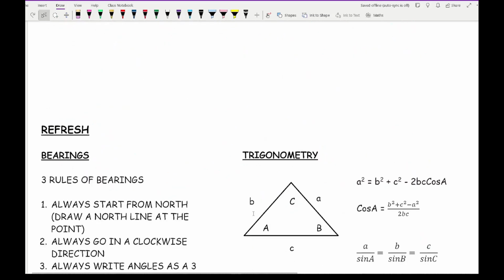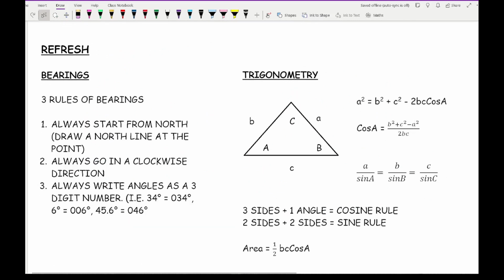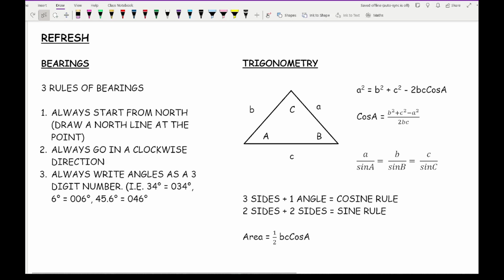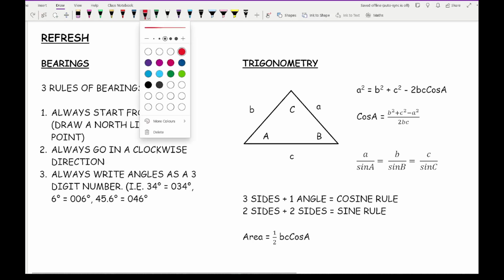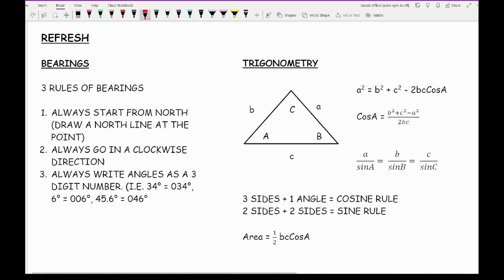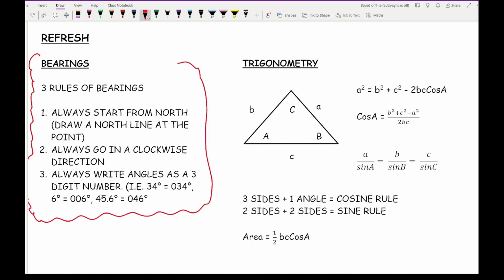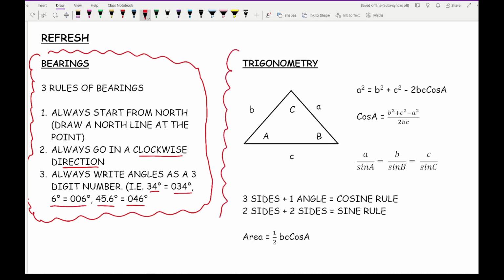So let's have a quick refresh on the things that you need to know when dealing with bearings and trig questions. The first thing let's have a look at is bearings. With bearings, the key thing to remember is that there are three rules of bearings. The first rule is that you always start from a north line. In other words, draw a north line from any point that's mentioned. You always go in a clockwise direction, and you always give bearings as a 3-digit number. So if you had 34 degrees, that would be 034. If you had 6 degrees, that would be 006. And if you had 45.6 degrees, that would be written to the nearest whole number, which would be 46, and that therefore would be 046. Then looking at trigonometry, that's involving the cosine and the sine rule.